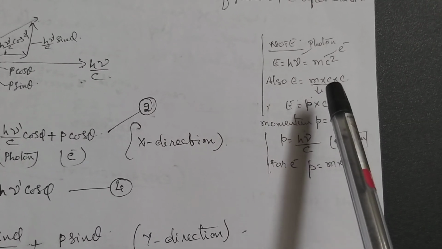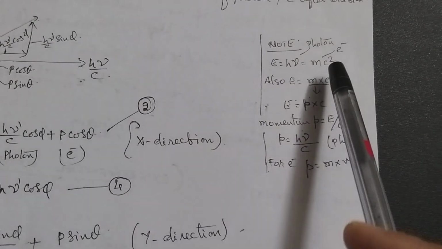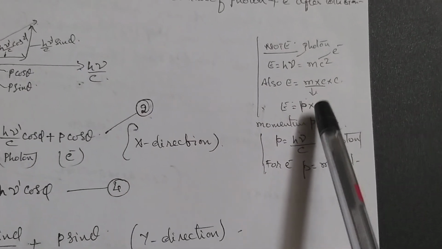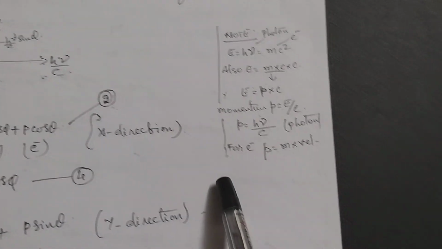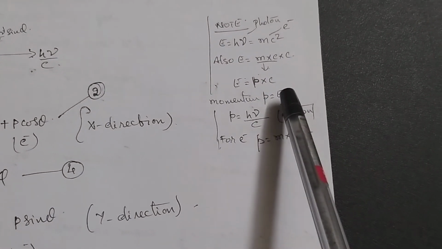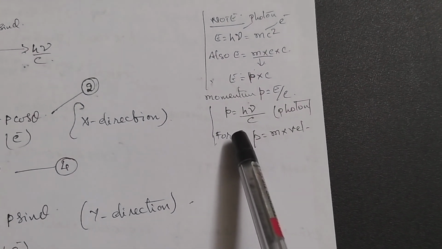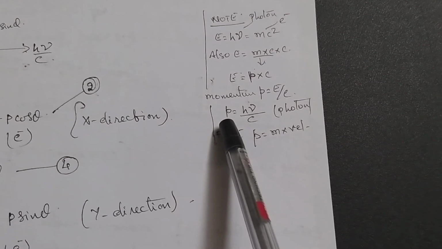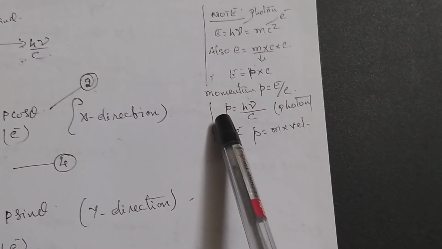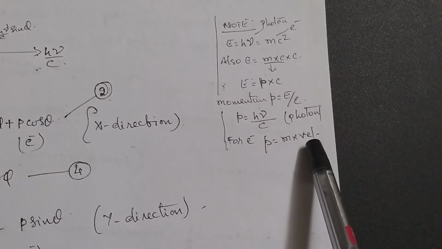And also we have seen another formula for energy, that is in the case of electron it will be mc square. And if you put m into c, mass into velocity, as momentum p into c. And also momentum p should be written by energy divided by c. Now in the case of photon, the energy is h nu. So h nu by c is the momentum of photon. For electron, the momentum is just mass into its velocity.